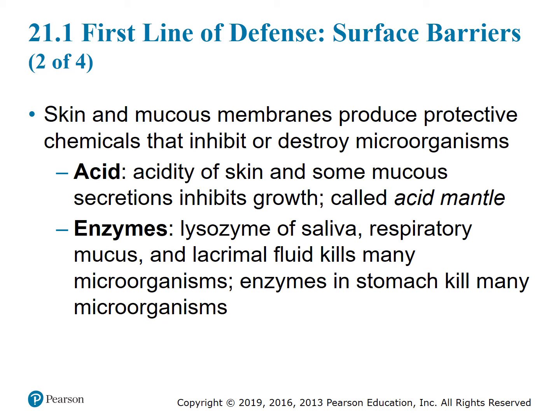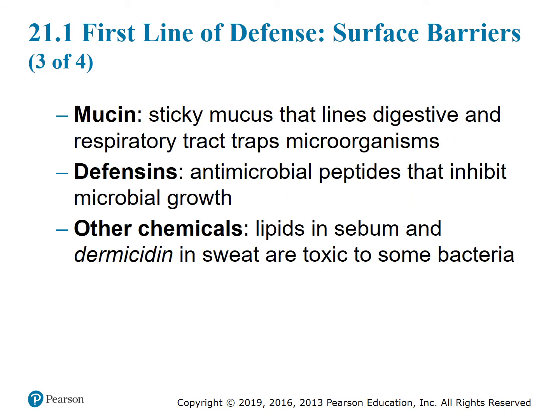Also, the enzymes in the stomach kill many microorganisms, as well as the acidity in the stomach, in fact. Mucin is a sticky mucus that lines the digestive and respiratory tract, and this has the function of trapping microorganisms. Defensins, these are antimicrobial peptides. Peptides are small proteins that inhibit microbial growth. And other chemicals like lipids in sebum and dermicidin in sweat are toxic to some bacteria, at least to those bacteria that could potentially make us sick.